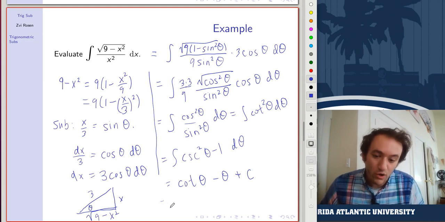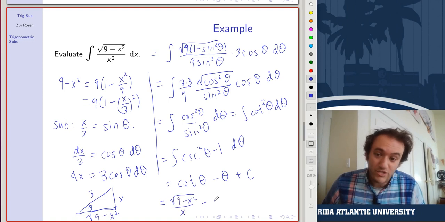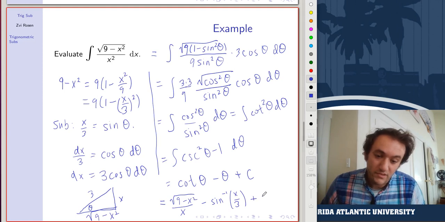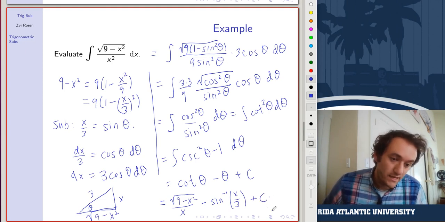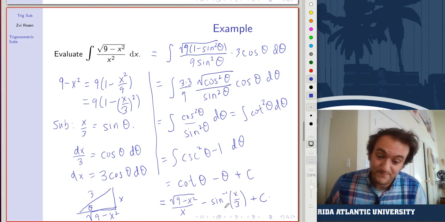Okay, so what's cotangent of theta in this triangle? Well, that's equal to adjacent over opposite, which is square root of 9 minus x squared divided by x, minus theta, which, as we know, is arcsine of x over 3 based on our definition, plus c. So that's the solution to this integral.